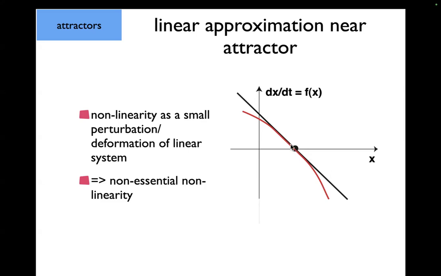And a nonlinearity like that, where the linear function is a good approximation near the fixed point, is something we would call a non-essential nonlinearity. Physicists call this a perturbative nonlinearity. What that means is that when you have a fixed point attractor, you will ultimately be converging to this attractor. And when you're close enough, the linear description really describes all the behavior.